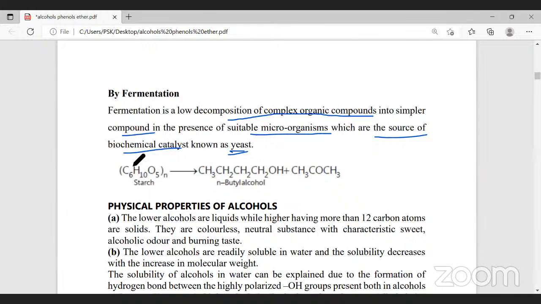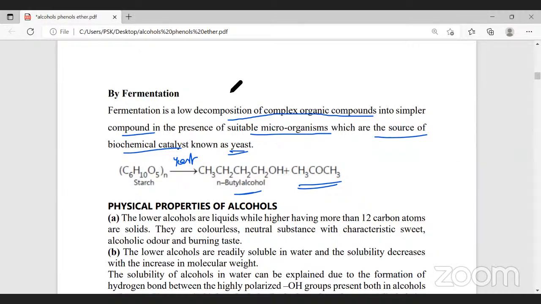Now, starch is an organic polymer. It is a carbohydrate. When this carbohydrate is treated with a suitable microorganism or biochemical catalyst, or treated with yeast, this starch, a big molecule, breaks down into butyl alcohol and you get acetone. So by fermentation of starch, we can prepare alcohols. We can also prepare alcohols from inversion of cane sugar.